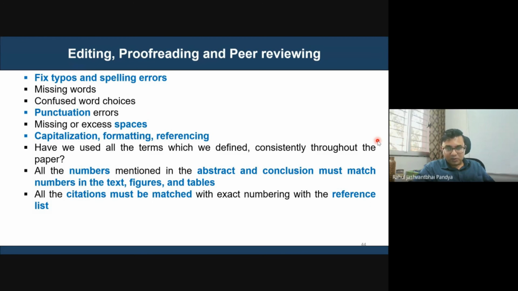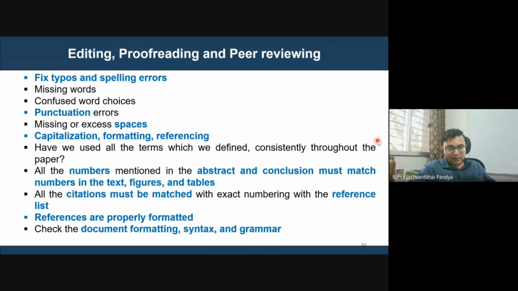All citations must match the exact numbers in the reference list. References must be properly formatted. The entire document must be formatted. Syntax, grammar, everything should be checked. These days grammar is not a headache. Grammarly, or maybe, there are too many tools, so it's not a headache.